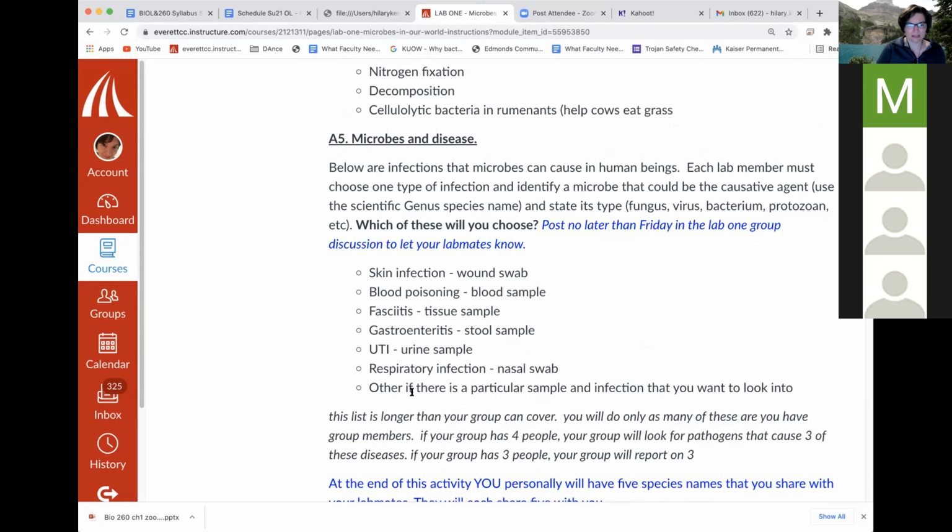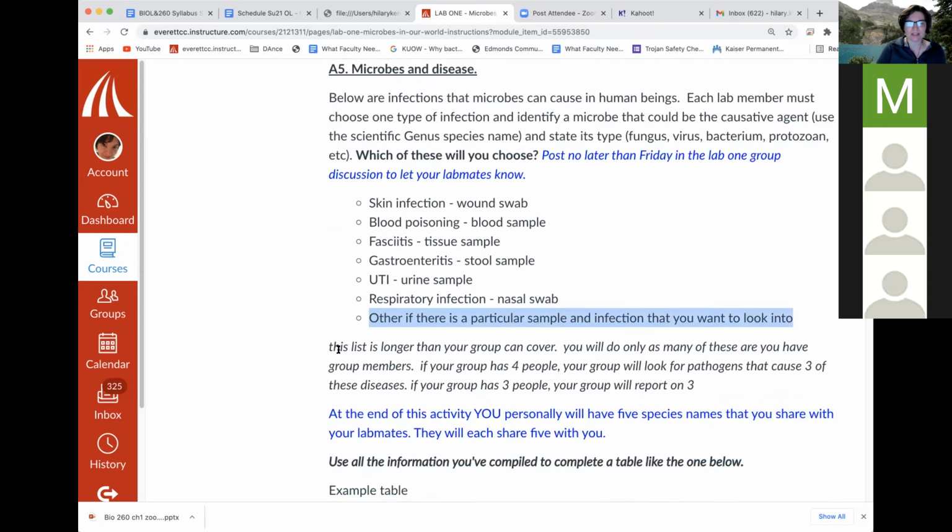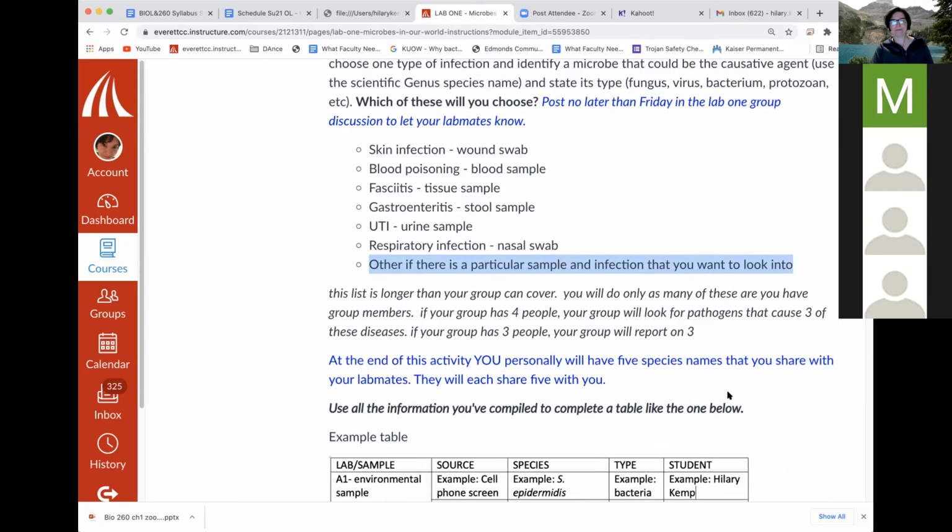So here are just some ideas, but if your favorite disease is not here and it is microbial in origin, you can do something else. But you're going to post and say, this is what I'm focusing on, and then find that one species and share it with your group by Saturday.